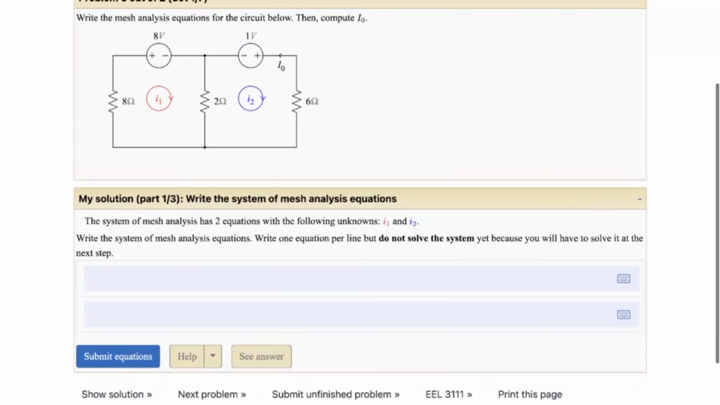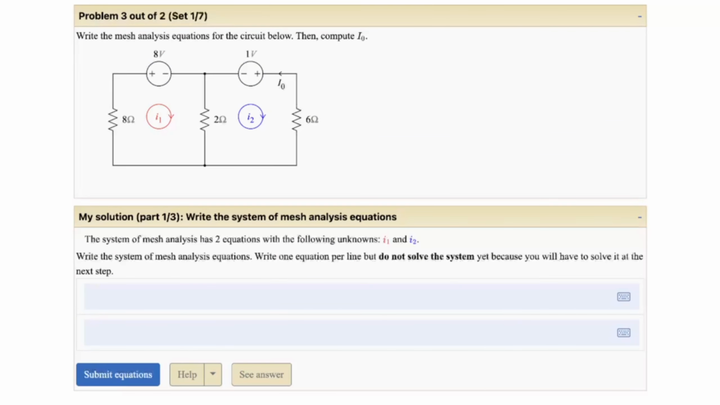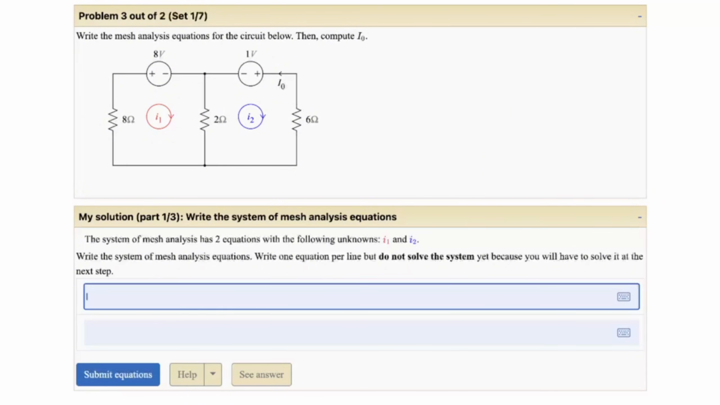Now, first step, I always look to see if there's any current source in the circuit, but I do not see one, so we're going to be using a lot of KVL here. So to start with I1 on the left mesh, we're going to compute the voltage across the 8 ohm resistor. Using Ohm's law, we know that's resistance times current. So that's going to be 8 times I1. And then we're going to add that with the voltage across the 8-volt voltage source.